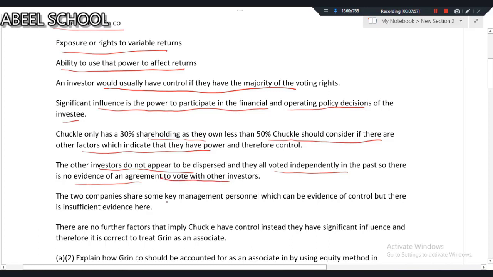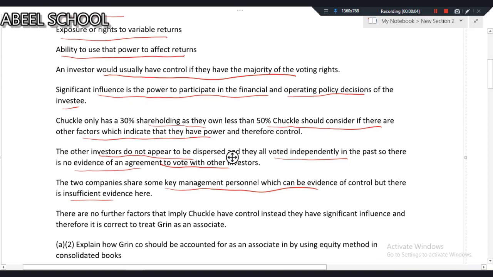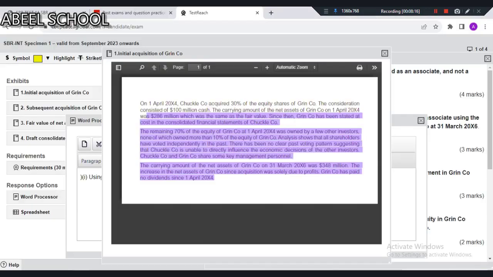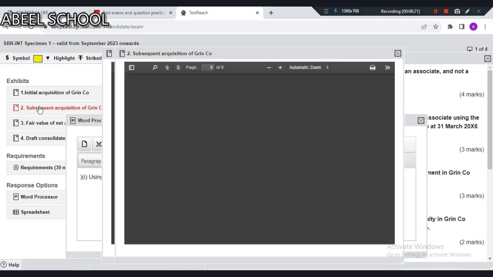The two companies share some key management personnel, which can be evidence of control, but there is insufficient evidence here. Therefore, there are no further factors that imply Chuckle Company has control. Instead, they have significant influence, and therefore Green Company is treated as an associate. So that is all for your exhibit 1. Now let's go for exhibit 2.